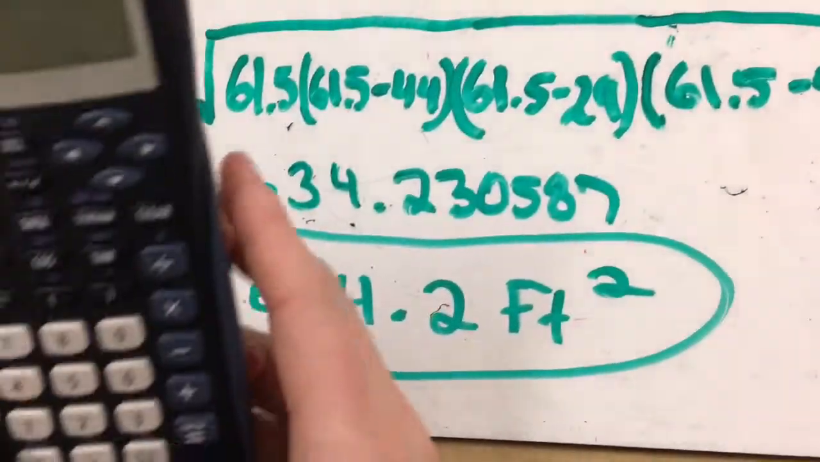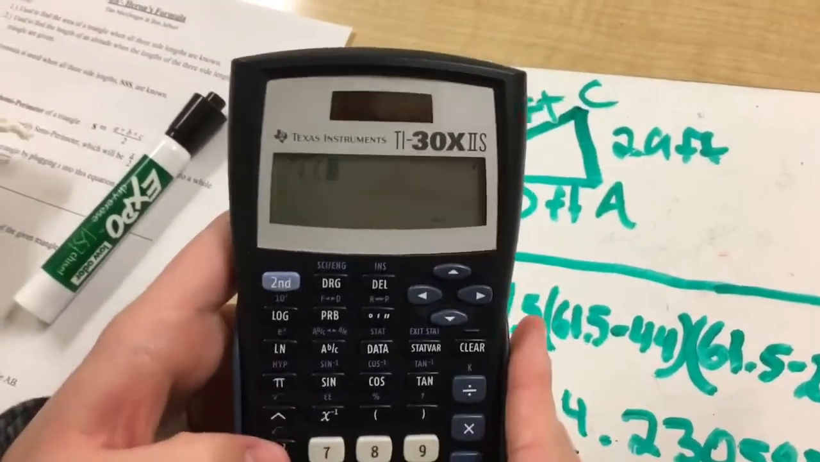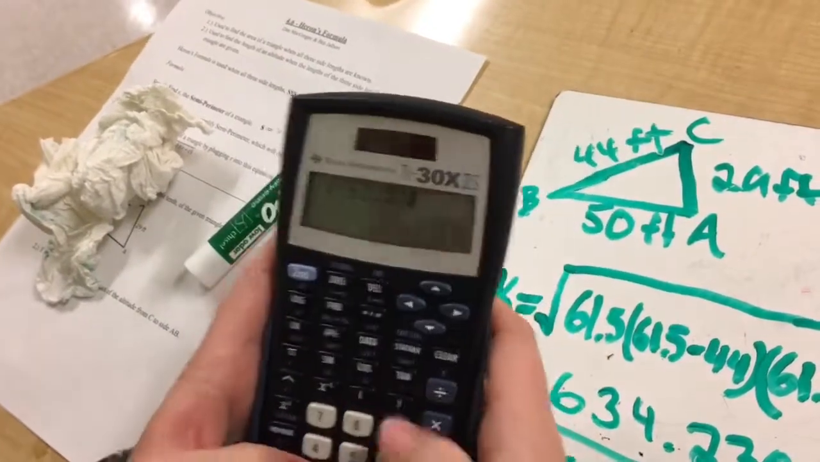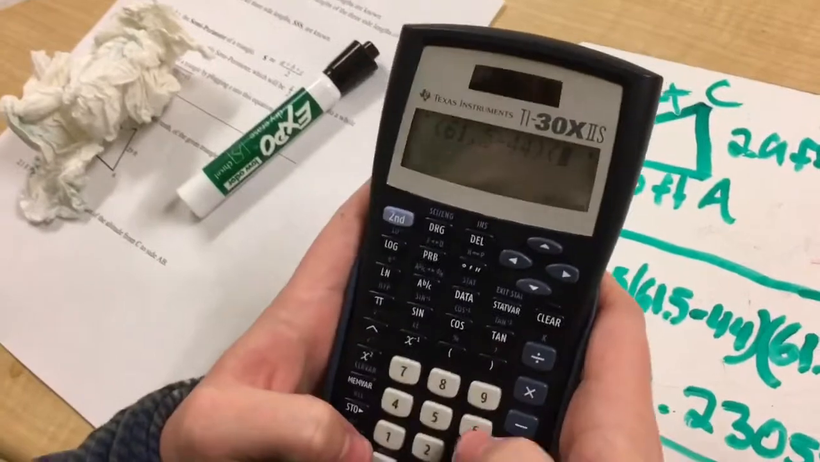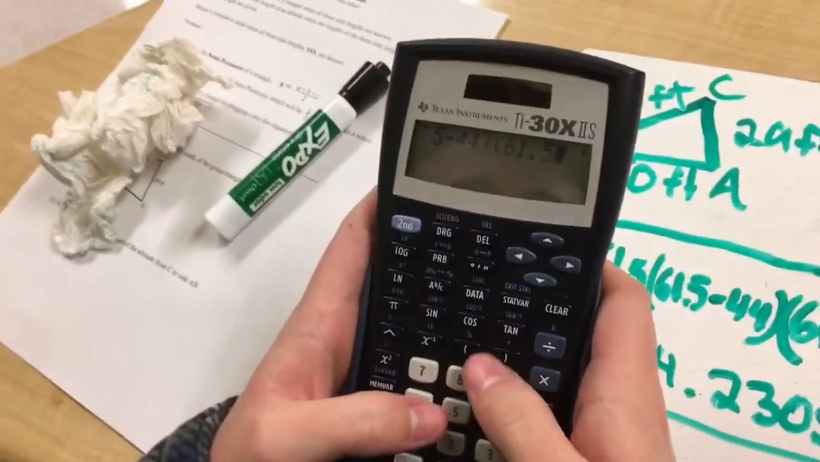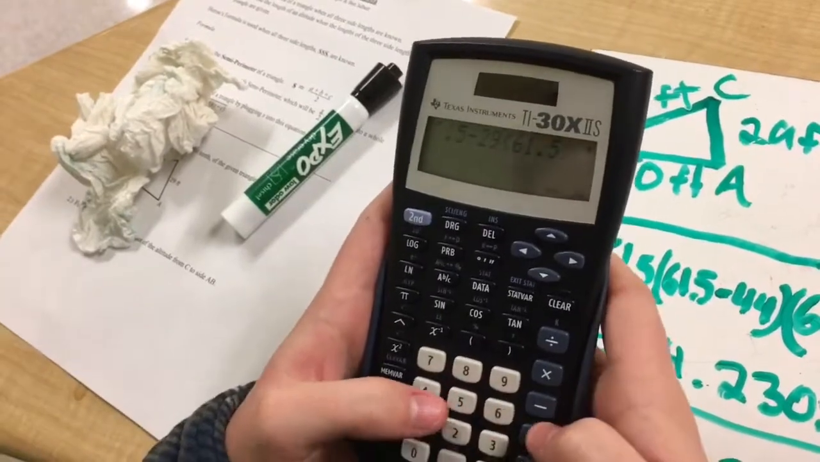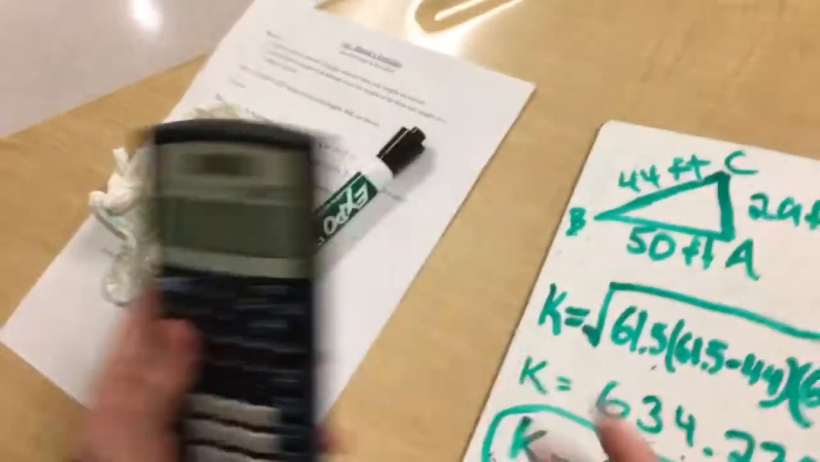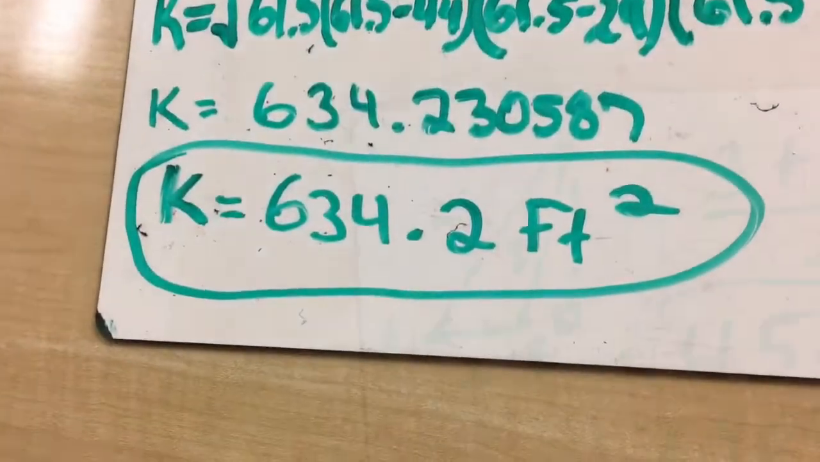And you can just put it simply into your calculator as such. Second, x squared, that becomes the square root. Then 61.5 minus 44, 61.5 minus 29, 61.5 minus 50. And then once you get those all in, you hit equals, and this is your answer. And then you simply round to the nearest tenth.